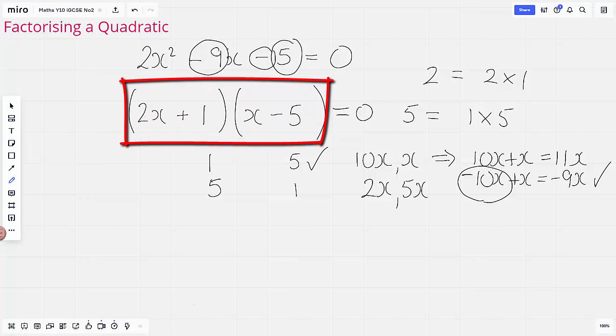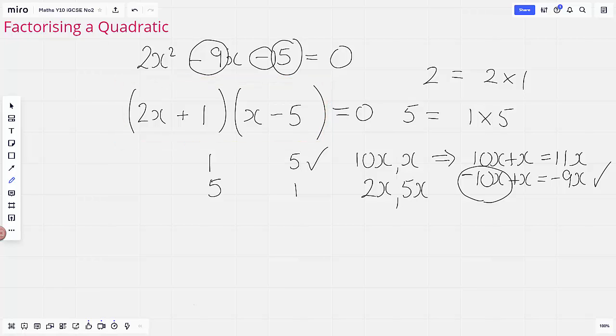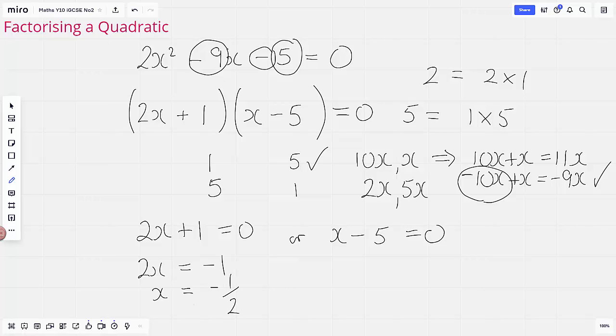Now for this to be 0, either the first bracket equates to 0 or the second. So essentially I've got 2x plus 1 could be equal to 0, or x minus 5 could equal 0. And this will get me to my solution. 2x therefore equals minus 1. If I add a minus 1 to both sides, divide both sides by 2, I'll get x equals minus 1 over 2, or minus a half. With this one a little bit easier, x minus 5, add 5 to both sides, I'll get x equals 5. There's my two solutions.